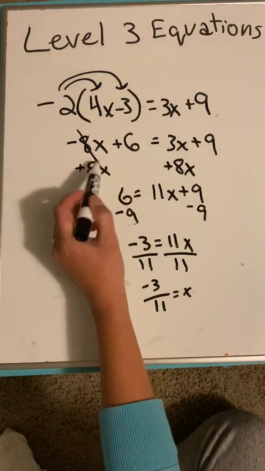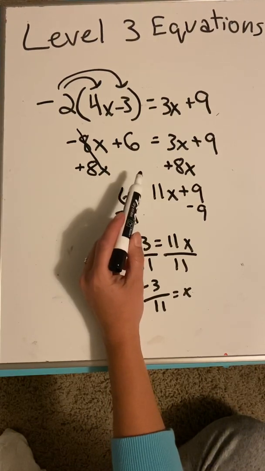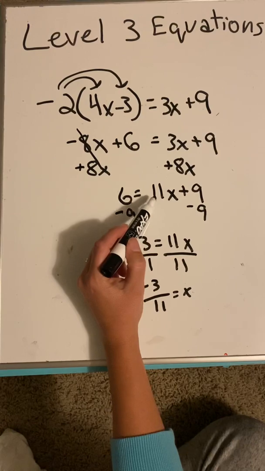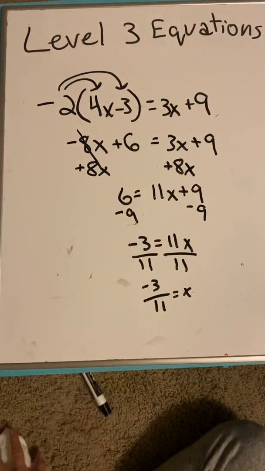So we multiplied the negative 2 times everything. Then we added 8x to both sides. That's where we got 11x. We subtracted 9, got negative 3, and divided by 11 to get negative 3/11.